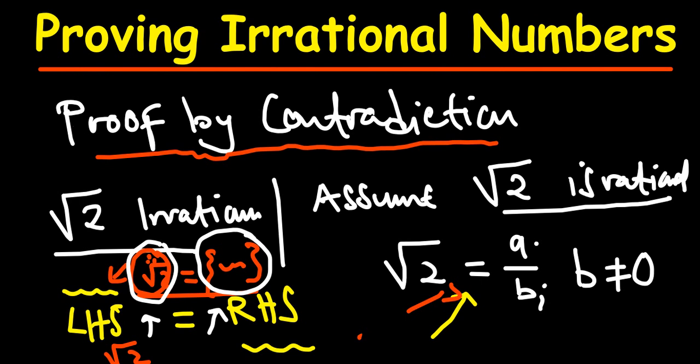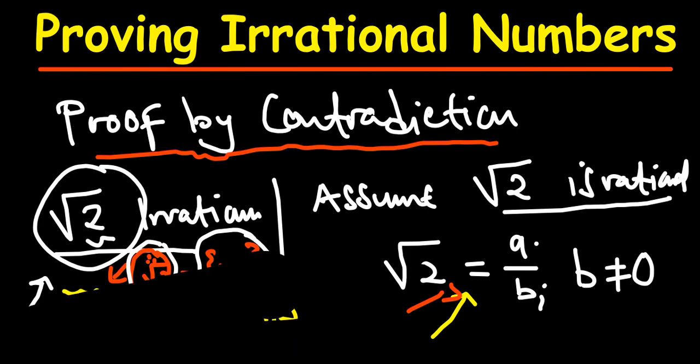Okay, so immediately you get that contradiction at the end of your proof, then that would mean that you have proved by contradiction that the number that you were given, in this case I'm given an example of root 2, is irrational. Okay, so to understand it better, let us do an example.